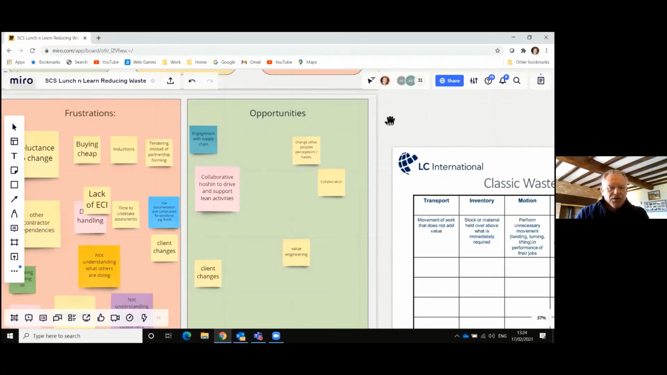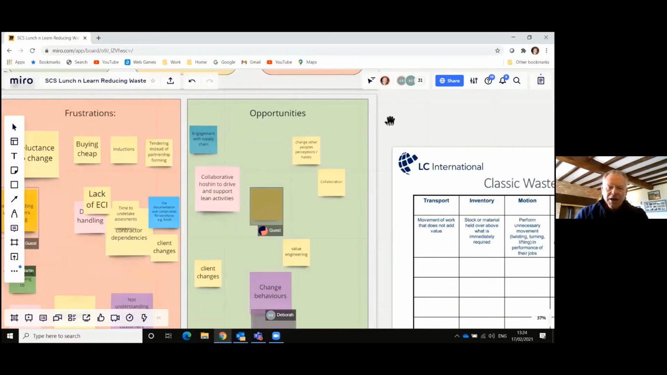Collaborative hosting to drive and support lean activities. Yes, and for those that don't know what the word hosting means, it's all about, what is the strategy within your organisation? What is driven at the very top of your organisation that drives the values and behaviours across your organisation? And if that's understood by all, about what is the reasoning for your business existence, it will help you understand how you identify with the actions that you take. And that in itself will support that change in behaviours required to support the business to improve, to look at those wastes and remove them.